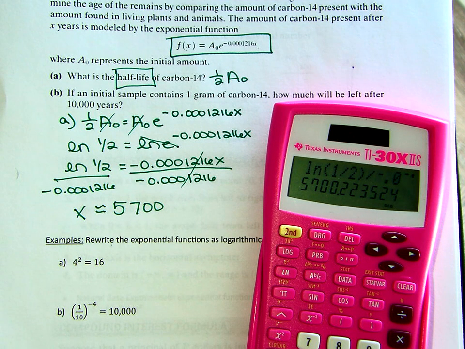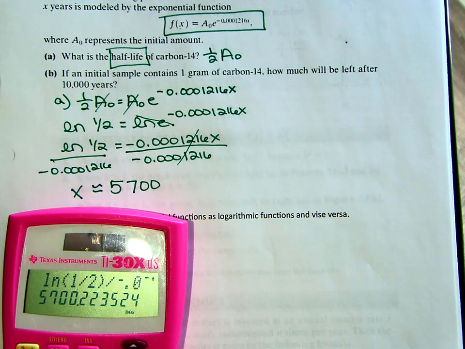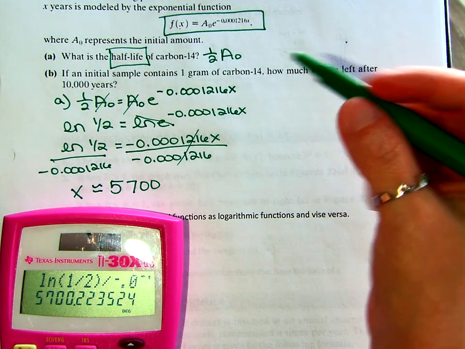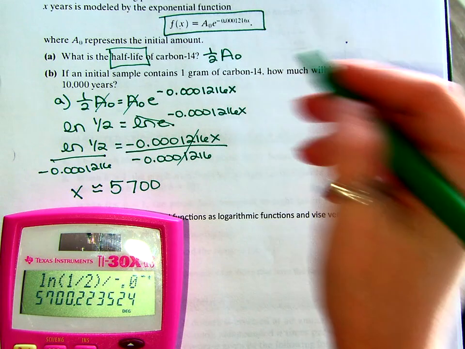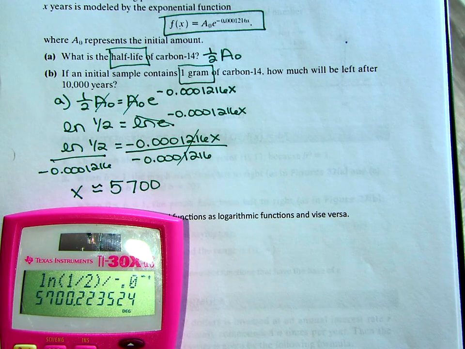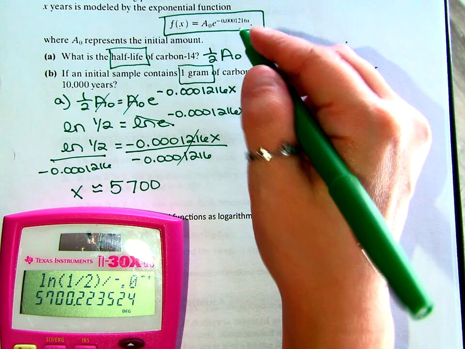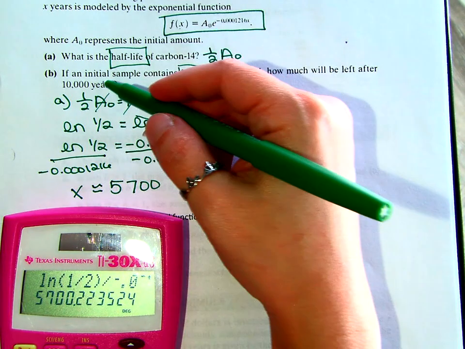Part B says if the initial sample contains 1 gram of carbon-14, how much will be left after 10,000 years? This one literally is just a plug and chug, because the 1 gram is our a sub 0. The 10,000 years would be our x. So for B, we're finding f of 10,000. We're plugging in 10,000 in place of our x.